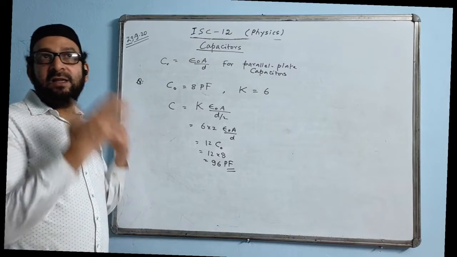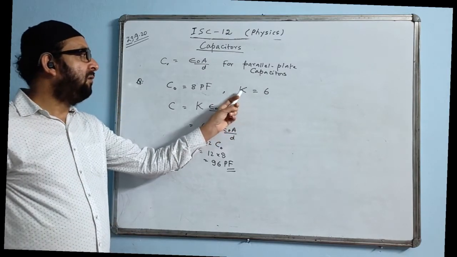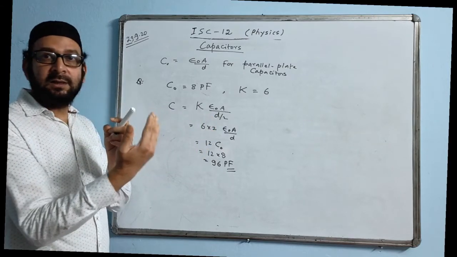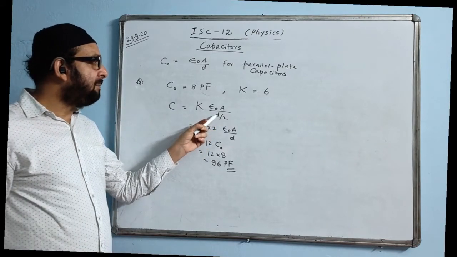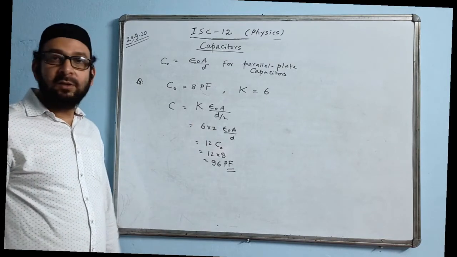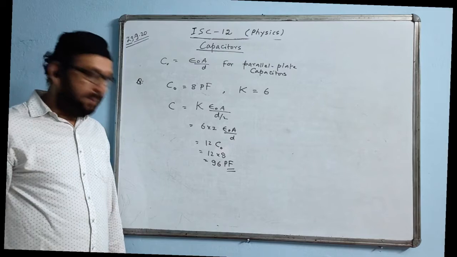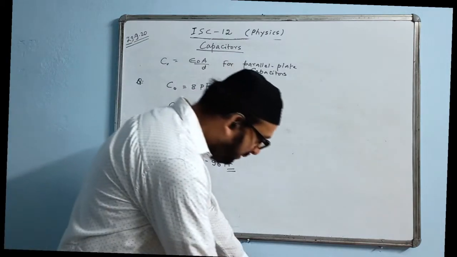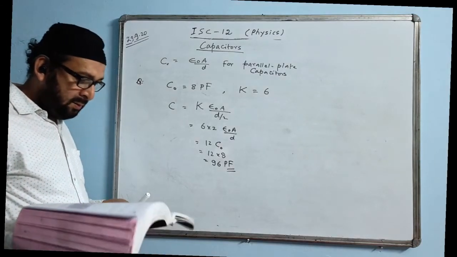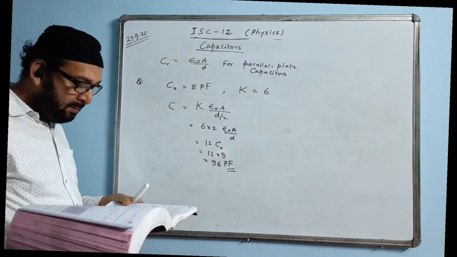They are asking, you are filling the space with a dielectric constant of K equal to 6, and at the same time we are reducing the distance. That is, the new distance between the plates is D by 2. This is the effect. The new answer will be 96 picofarad. Okay, now I read another question. This is ISC 2003.